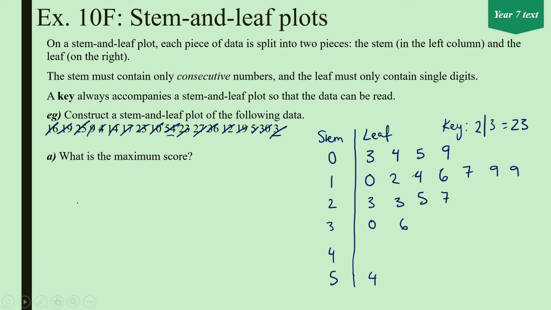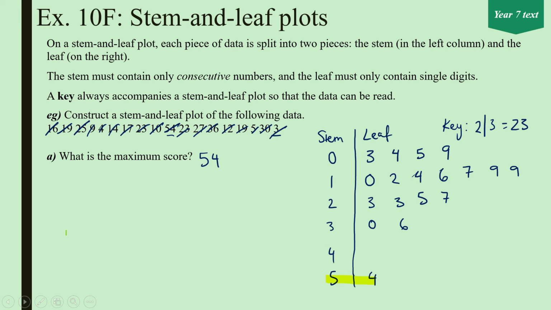A couple of questions now just from that plot. What is the biggest score, the maximum score on the plot? So the largest score is the one that we listed last, and this is why it was so important to put them in order from smallest to largest. So the biggest number in this data set was 54, and again, we can use that key to help us read it back.